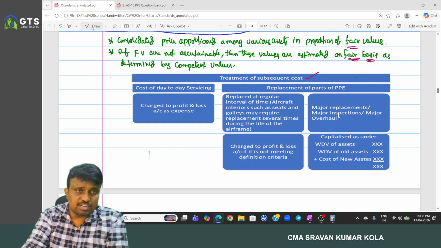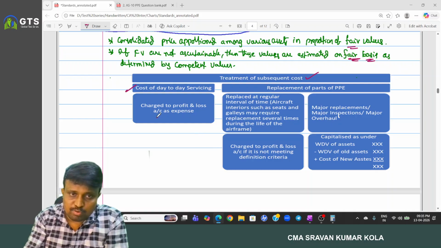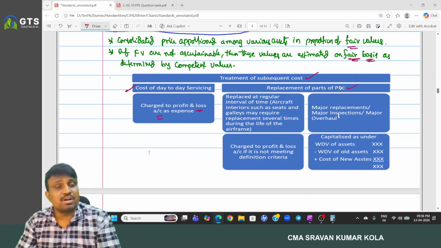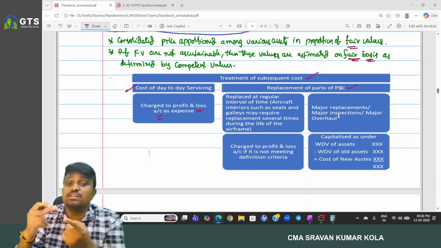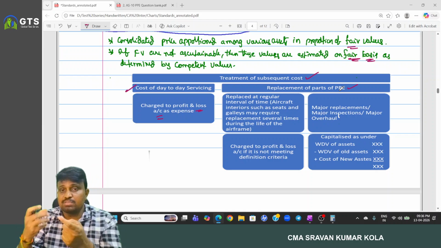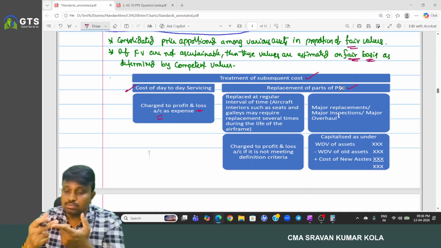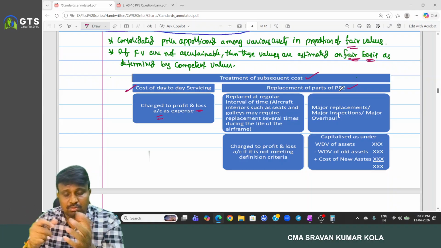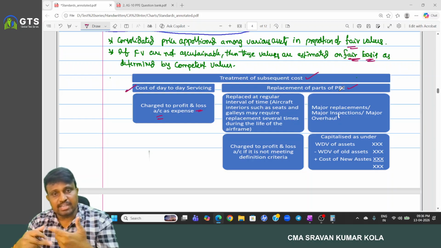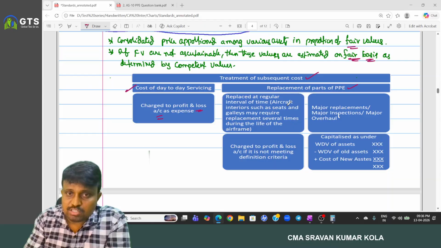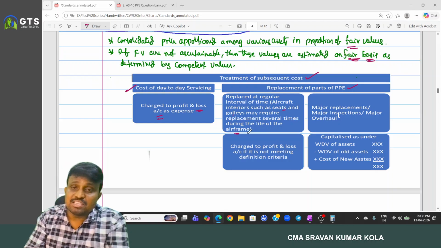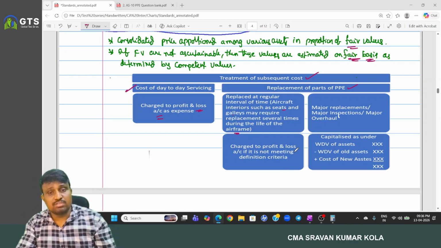Next, treatment of the subsequent cost. In case of subsequent cost, if it is relating to the day-to-day maintenance services, then transfer to profit and loss account, just like a regular expense. In case of replacement of parts of the PPE, remember, if the replacement is of regular nature, done at regular intervals of time, for example, in case of a Volvo bus, the tissues and water bottles they provide regularly and the bed sheets are changed at regular intervals, those are treated as expense and transferred to profit and loss account. Best example, in case of aircraft, interiors such as seats and galley may require replacement several times during the life of the airframe, and these are treated as expense and transferred to profit and loss account only.